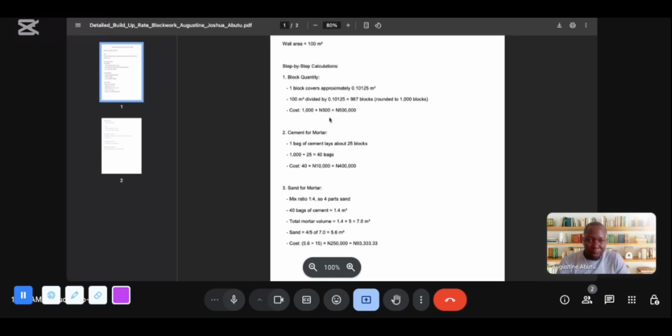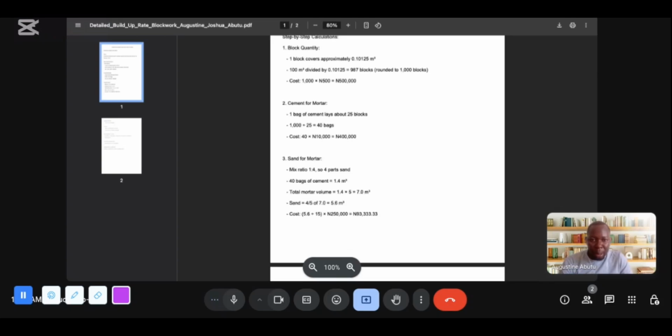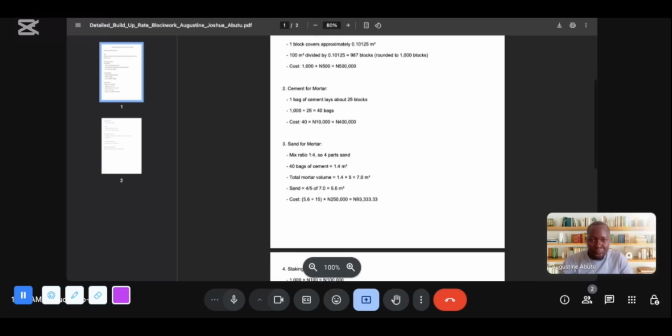One block costs 500 naira as at now. If you multiply it by 1000, it will give us 500,000 for 1000 blocks. We are done with blocks. We'll move into our cement.